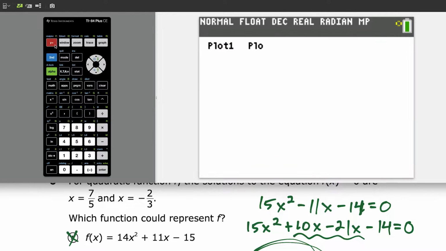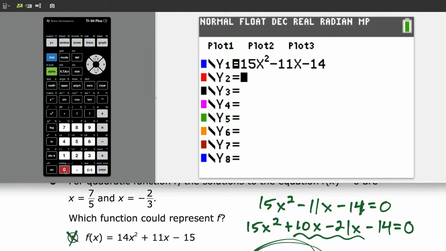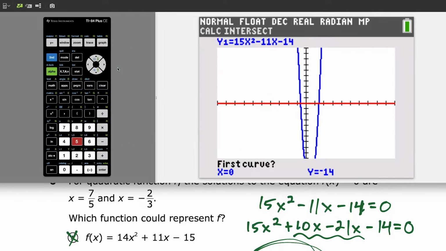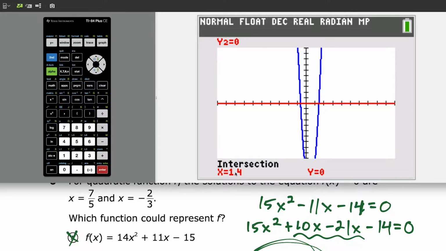Okay, another thing you could do is you could just graph the line y equals 0, and you could do second trace intersection option 5. And then when you do it this way, all you have to do is get close to the point of intersection and press enter 3 times. And the calculator is going to give you the root x equals, in this case, 1.4 is the second root.